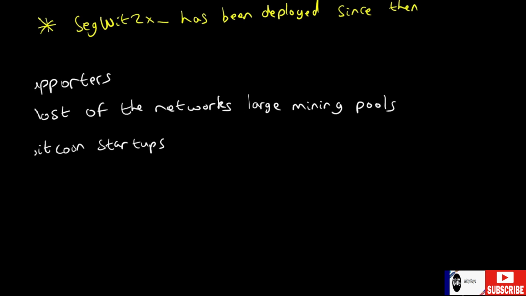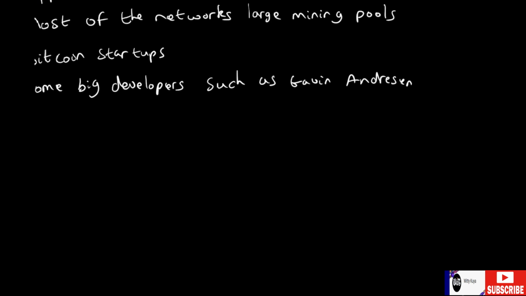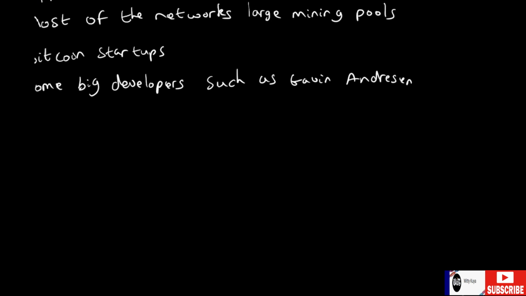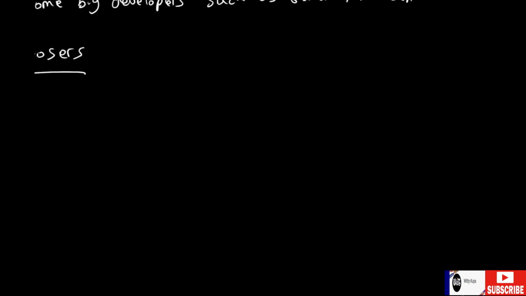And some big developers have also advocated, such as Gavin Andreessen, who is a former Bitcoin core developer, so he's quite a major developer. So what about the opposers? So who is opposing it?